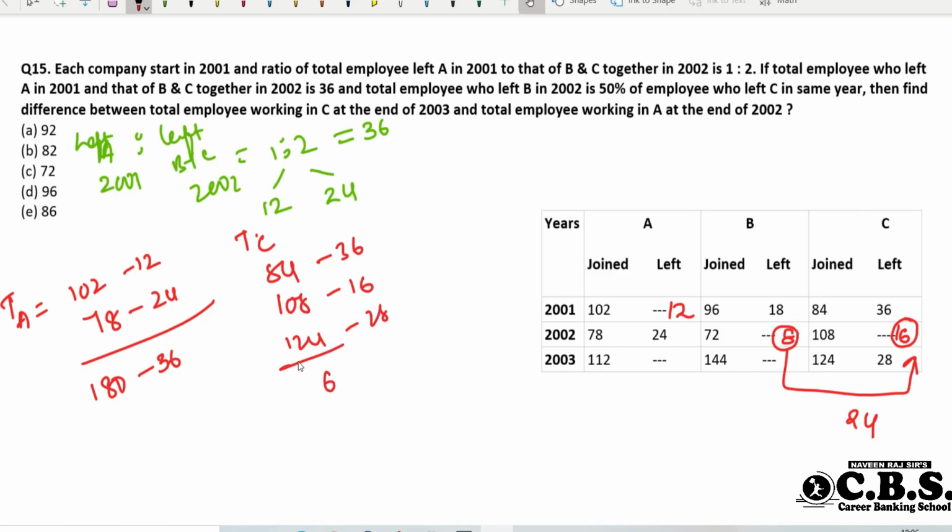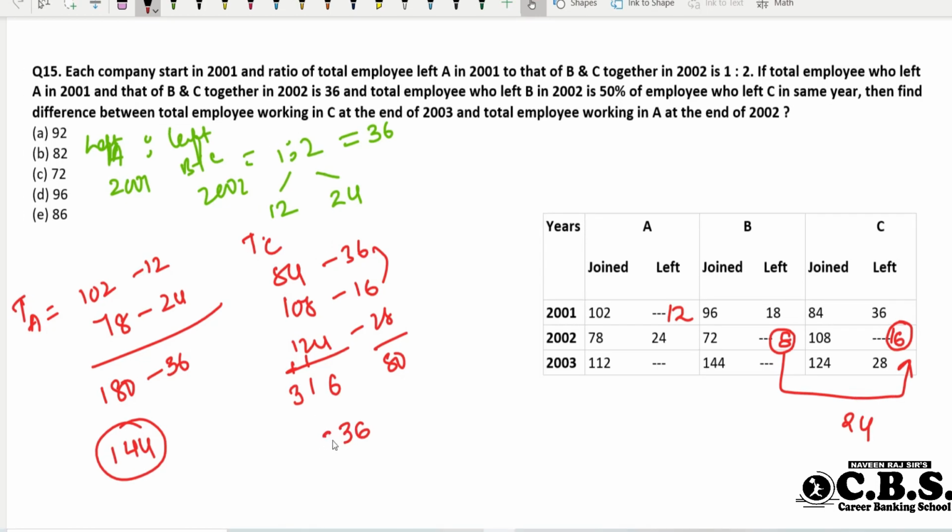Okay, so 16, 8 plus 2 is 10, 10, 11 and 3 is 16. So 36 plus 16 is 52, and 52 plus 28 is nothing but what? 80. Okay, 180 minus 36 gives how much? 144. This is 144, and the other is nothing but what? 23 to 36. So difference 6 minus 4 is 2. 23 minus 14 is nothing but what? 92. So which option is the right answer?